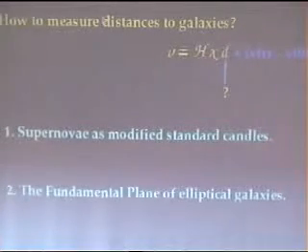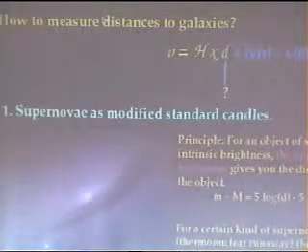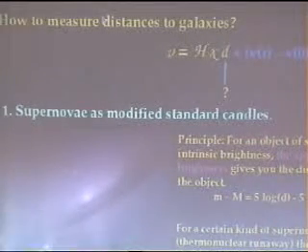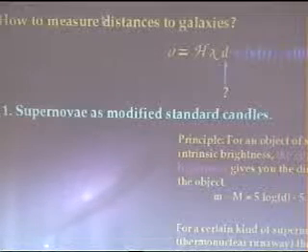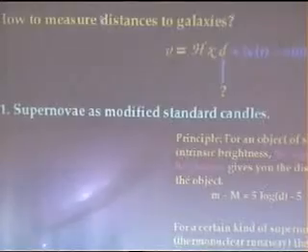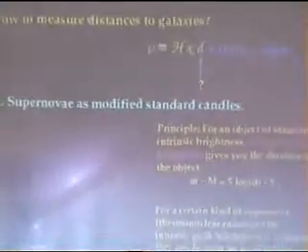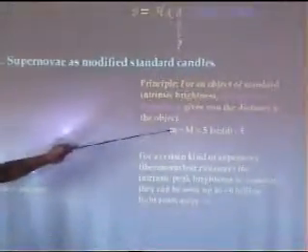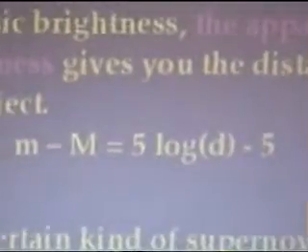I'll explain both here. The supernovae, the principle is that for an object of standard intrinsic brightness, if you measure the brightness for it, you can get a distance. The fainter it appears, the more distant it is. That gives you this relation, the distance modulus, and it's a function of the distance.